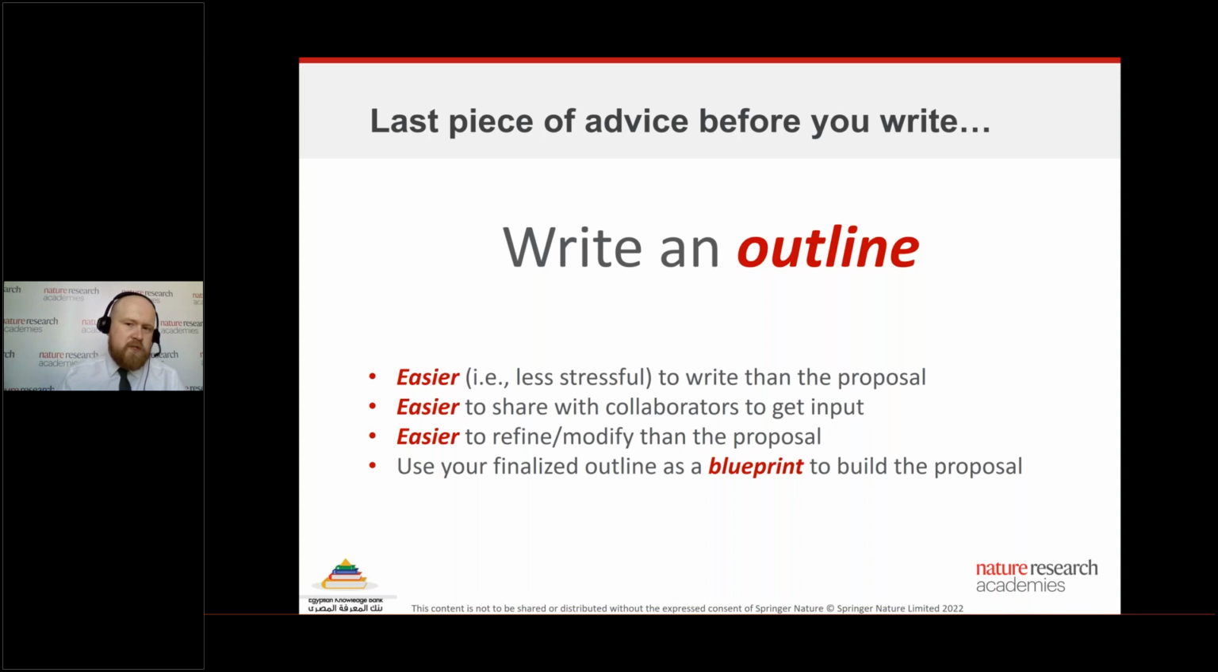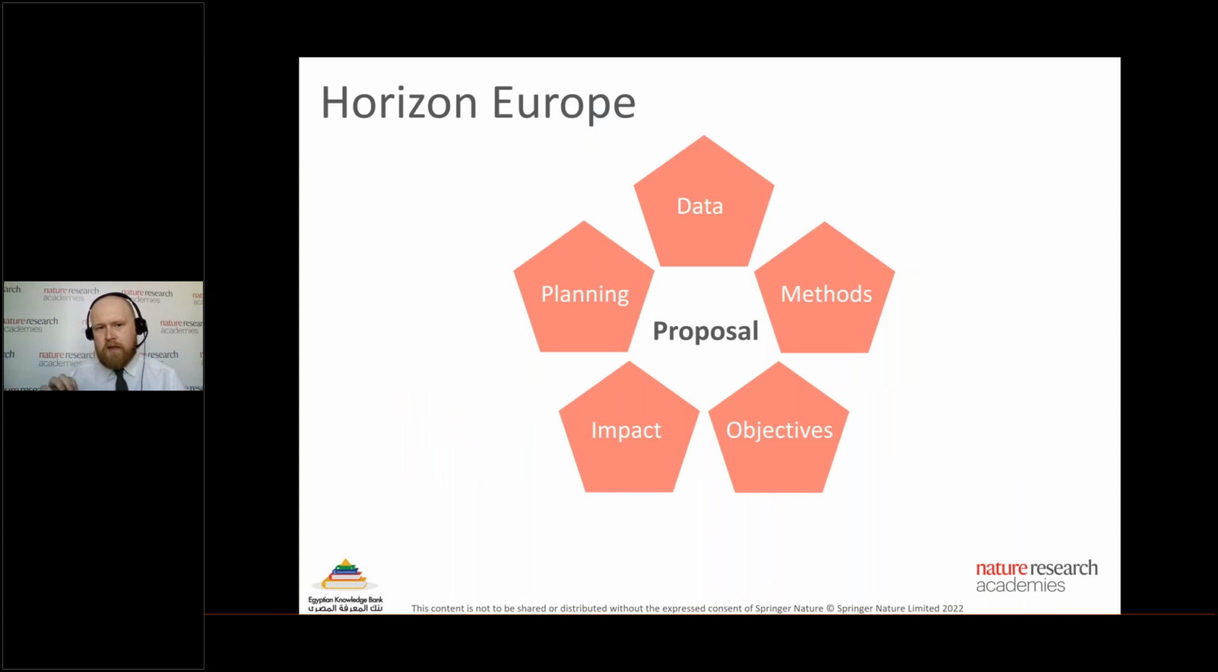Okay, so do be sure to start with an outline. Okay, let's have a think about some key components of a proposal. Now, this is really based on the template for Horizon Europe, but this is a similar type of template that you will see from many international funders. And there are really 5 key parts to a proposal at Horizon Europe. They have a method section, objectives, impact, planning, and data. Okay, we'll be looking through all of these now in a bit more detail.